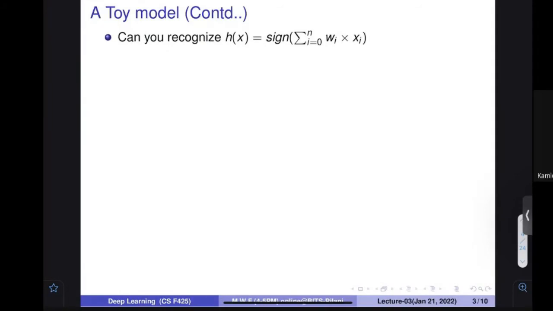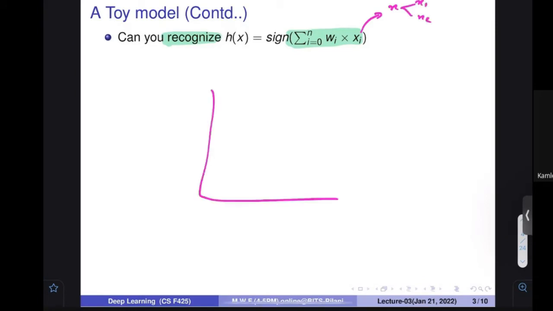Now let us see this particular function once again more closely. Let me bring this formula to you once again. Can you recognize this thing? If you want to find out the sign of this particular quantity, what does it mean? As I told you earlier, let's assume for the sake of clarity, so that we can draw it somewhere, that x has only two values, x1 and x2. We can draw it in two-dimensional space.